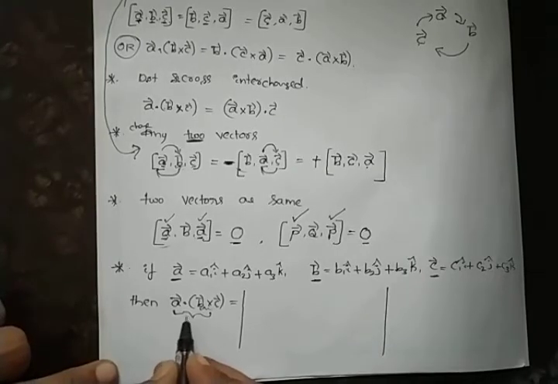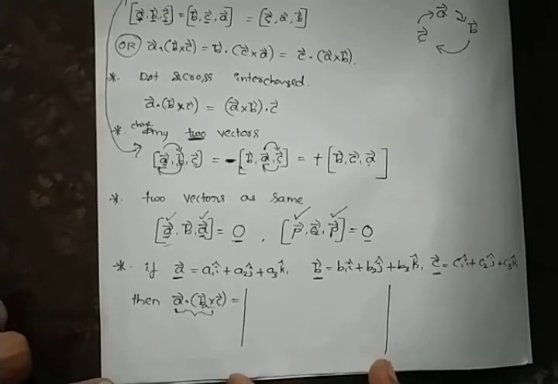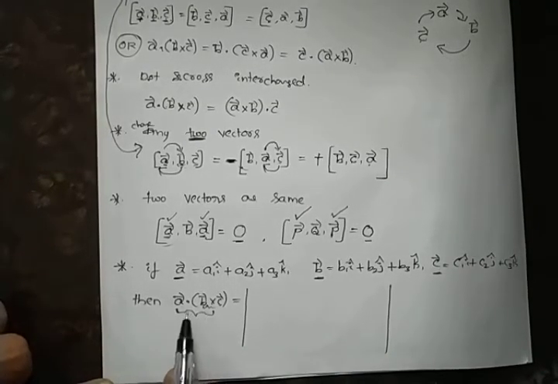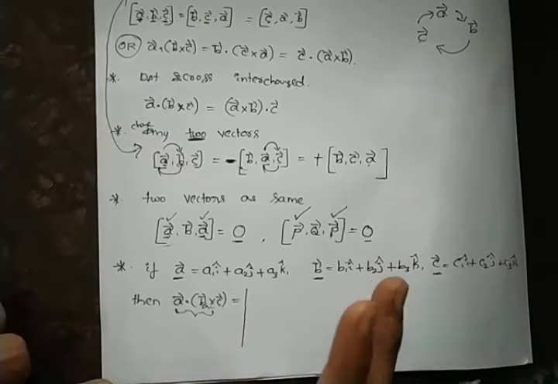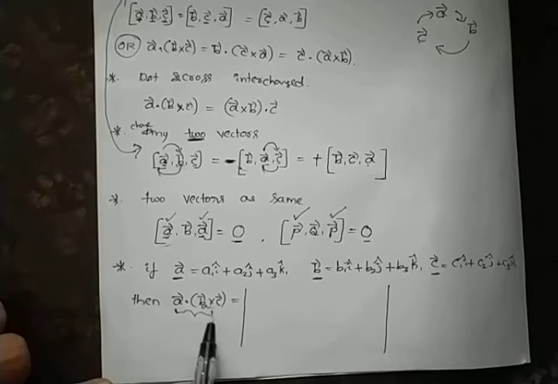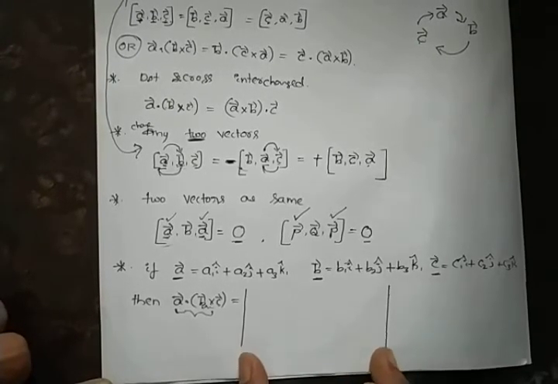Scalar triple product of three vectors. Here we are going to use the determinant method. To find the scalar triple product, we have two methods. The best method is the determinant method.